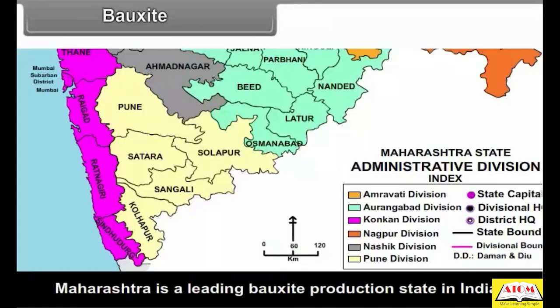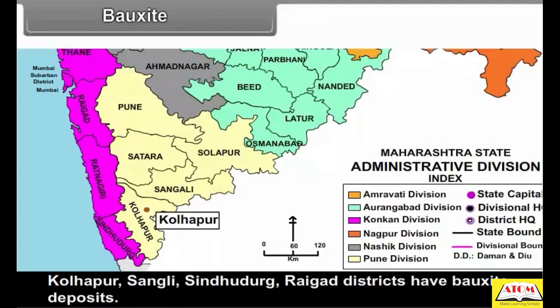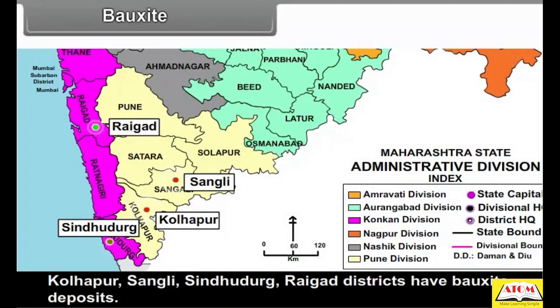Maharashtra is the leading bauxite producing state in India. Kolhapur, Sangli, Sindhudurg, Raigad districts have bauxite deposits.